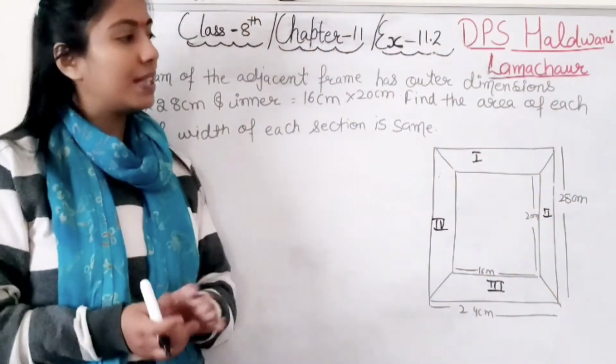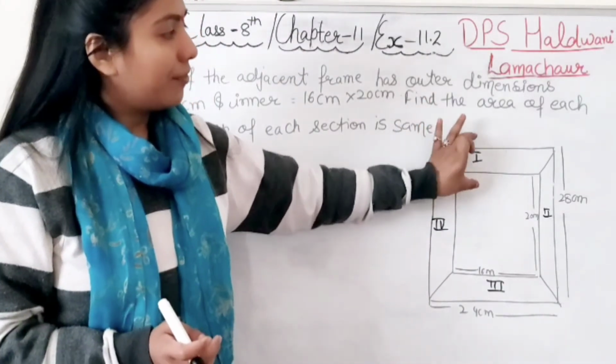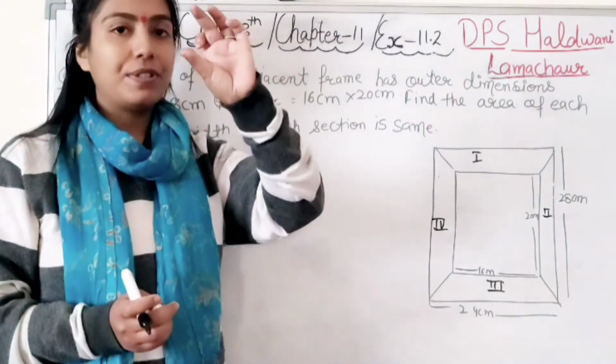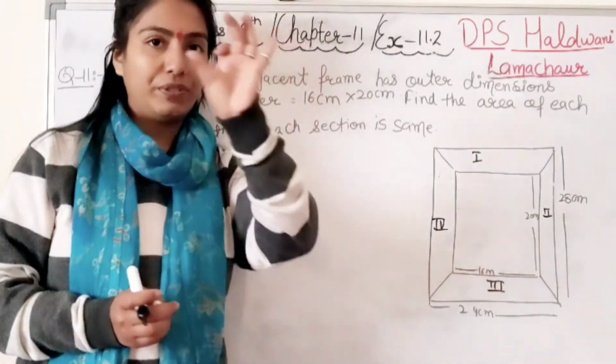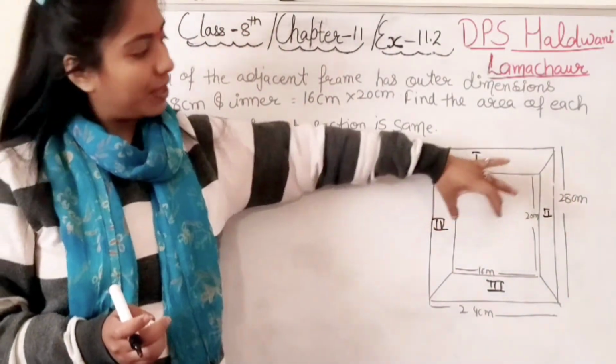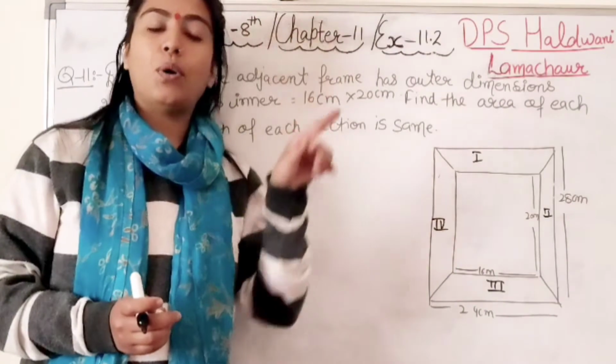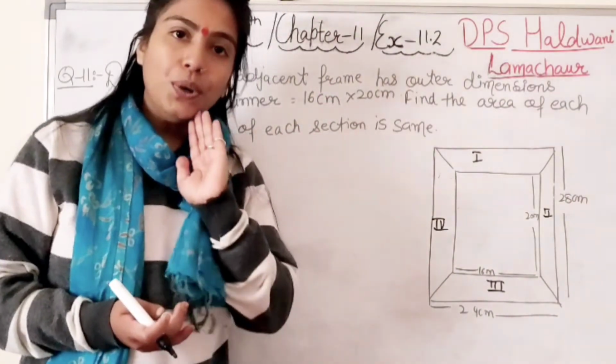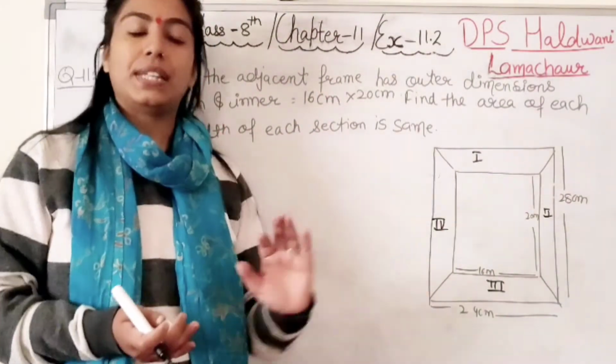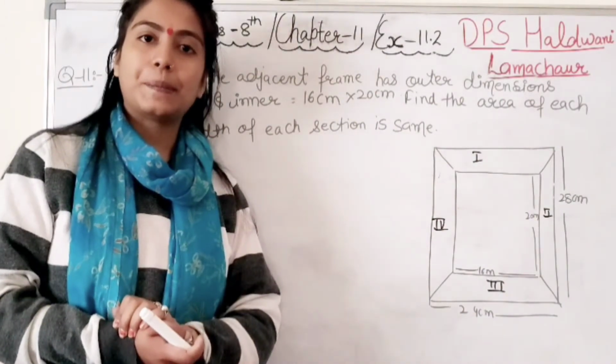And the width is the same. Width the same means if from the upper side the width is 2 meter, from below also it will be 2 meter. If from left to right it is 3, here also it is the same. So the width is the same all around. Okay, so you have to find out these 4 sections. How will you find out, student?